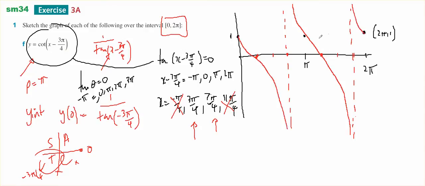So there is my 2 complete cycles. That's at 1, that's at 2 pi on 1. This will be at pi on 4, 2 pi on 4, 3 pi on 4, 4 pi on 4, 5 pi on 4. I've labelled my 2 x-intercepts, I've labelled my y-intercept, I've labelled the endpoint.